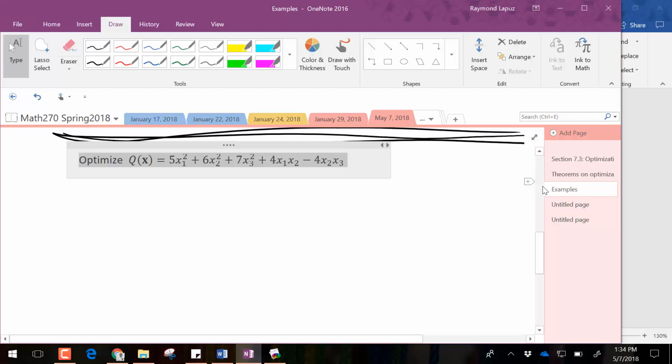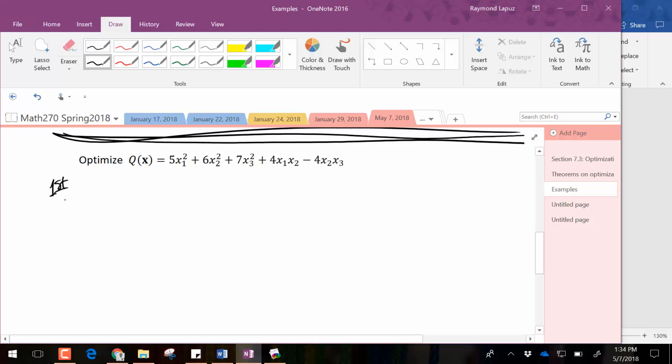And so what we want to do is start off by identifying our matrix, then finding our eigenvalues, and then finding our eigenvectors. And then we would have essentially answered all the questions that would be asked in terms of optimizing this with constraints. So again, I didn't put the constraint here, but we can say the constraint is for this first one.